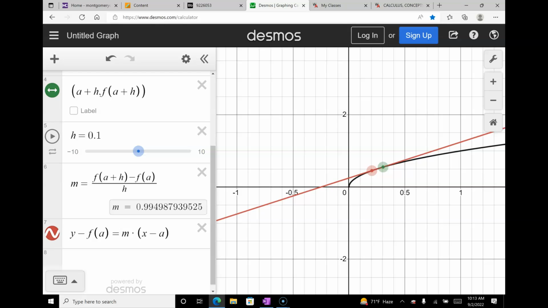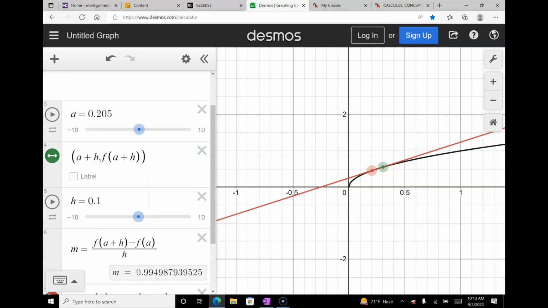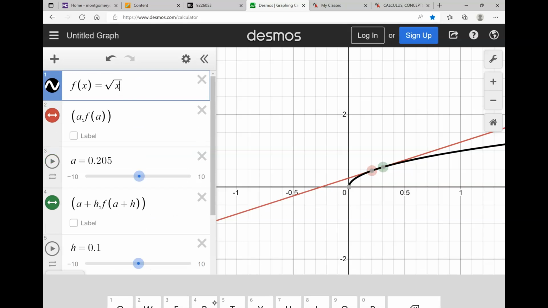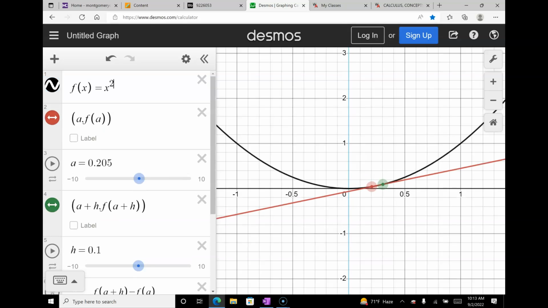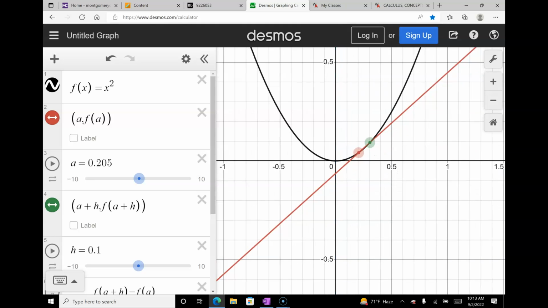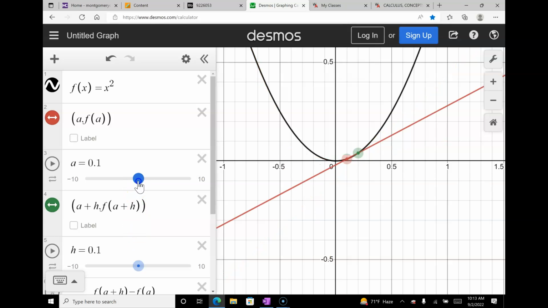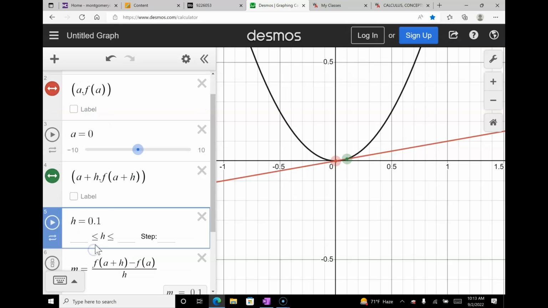Let me use a different function here, okay? Let me change to x squared. So you can just go to your f of x and just use x to the power of 2, right? And I'd like to set a at 0. And I'd like h to get there by 0.01s.